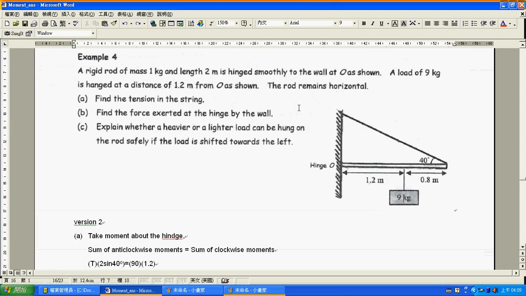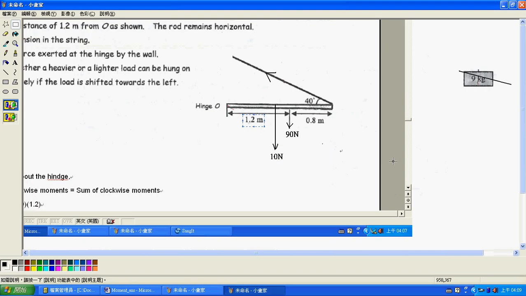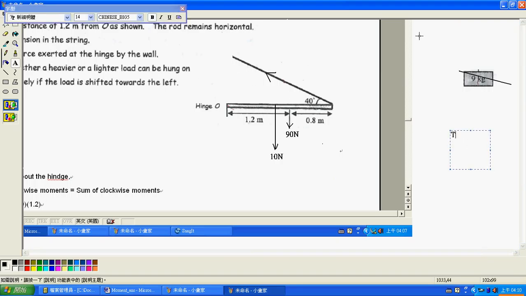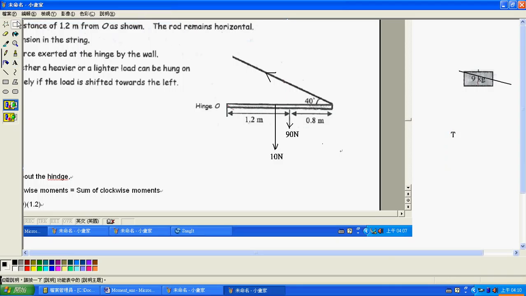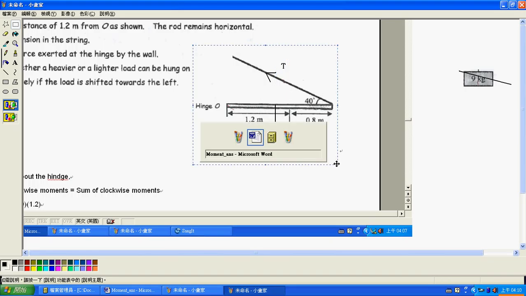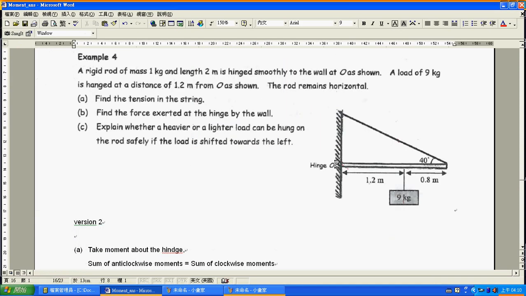Now, in the last video, we've done version 1 of the question, but version 1 is wrong because we've forgotten to take the weight of the word into account. Now we do version 2. So the free body diagram should look like this. We've got the tension force. This is a free body diagram. This is a tension. So version 2.